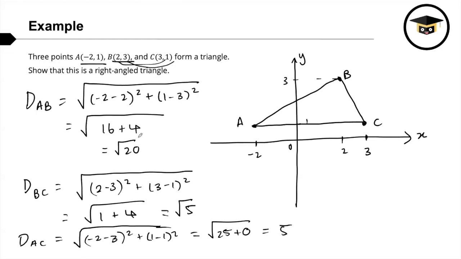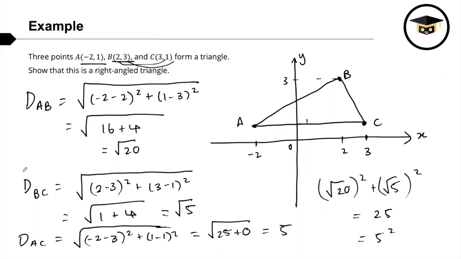So now you can see that the two short sides, AB and BC, if they're squared together, root 20 all squared plus root 5 all squared, that leads to 25, right? Because root 20 all squared is just 20, plus root 5 all squared is 5. So 20 plus 5 is 25. And that is the same as 5 squared.